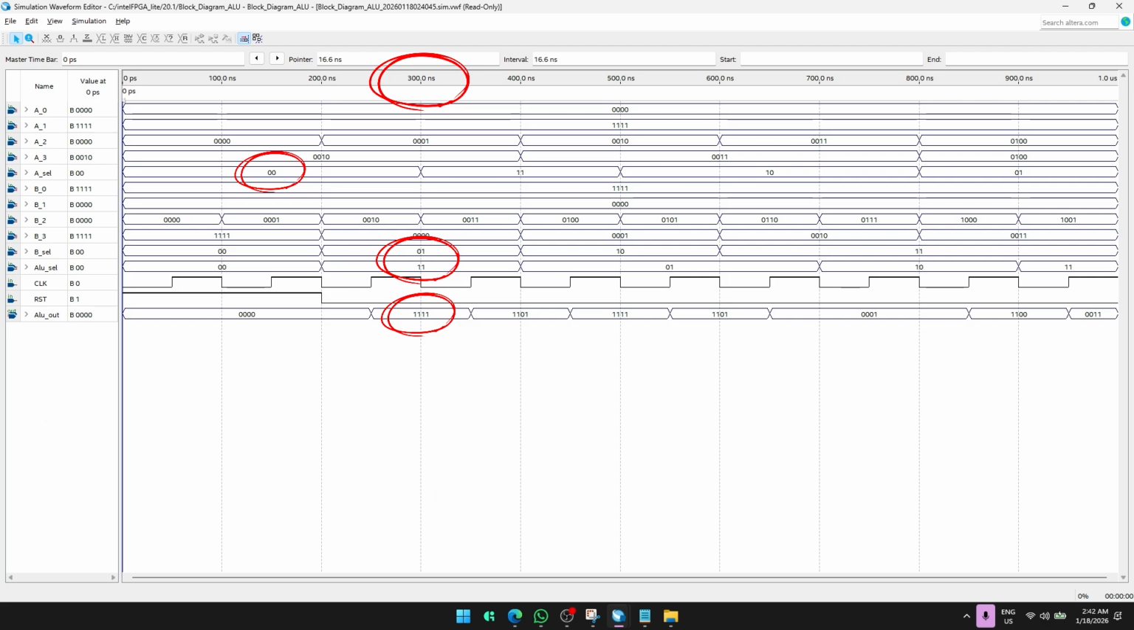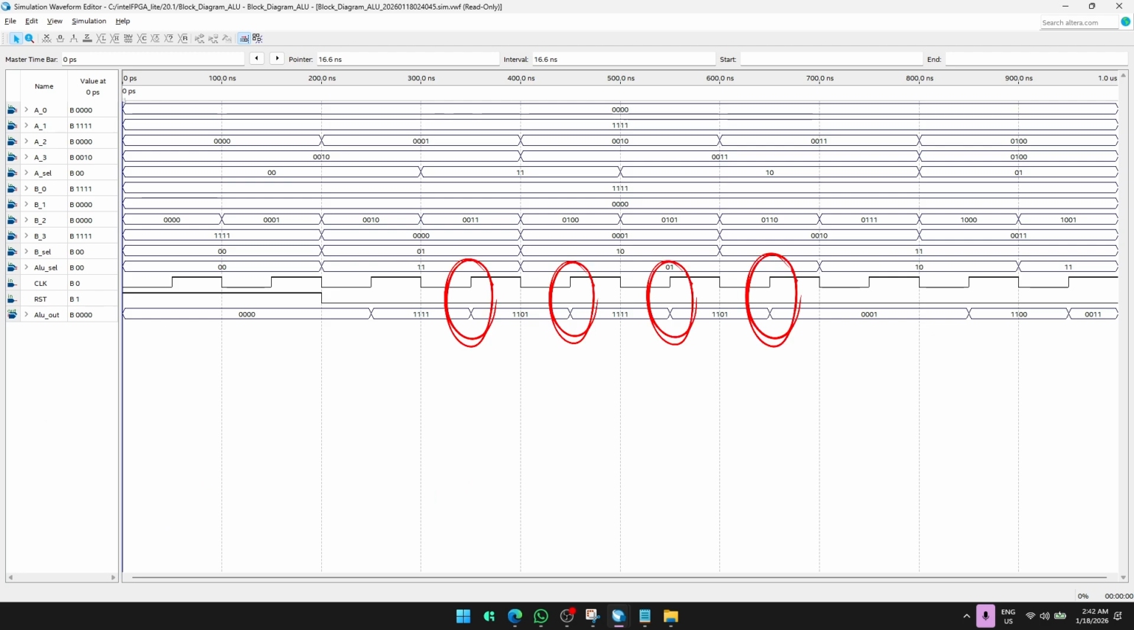As we move across the timeline, you can see the propagation delay. The inputs change slightly before the clock edge, but the output ALU out only updates precisely at the rising edge of the clock. This confirms that our register block is successfully capturing the ALU combinational results and holding them steady for the next cycle. Thanks for watching.